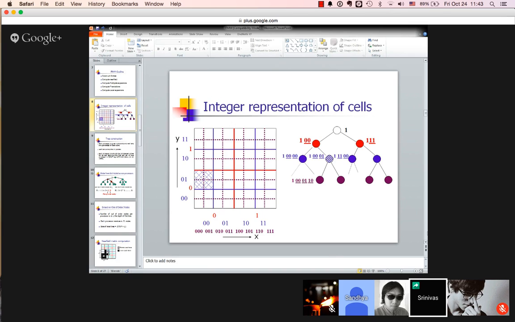Srinivas, I actually missed the ordering part. Can you just go over the beginning of it, the bottom and the top? Right. Which did you miss? The Z ordering.